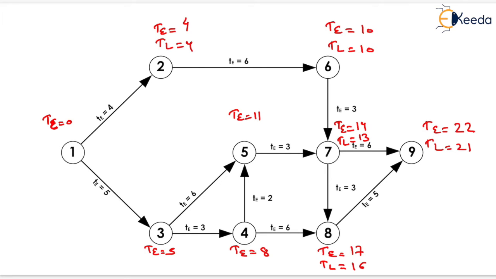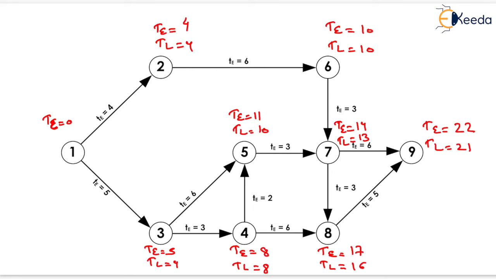Now we have to determine the TL for event 5, which will be equals to 13 minus 3, that is 10. So TL for event 5 will be equals to 10. Similarly, we have to determine the TL for event 4, which will be equals to 10 minus 2, that is 8, and 16 minus 6, that is 10. So TL will be equals to 8. Similarly, TL for event 3 will be equals to 8 minus 3, that is 5, and 10 minus 6, that is 4. So TL will be the minimum value, that is 4 here.